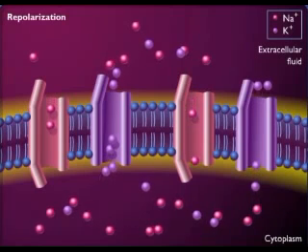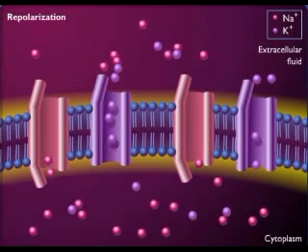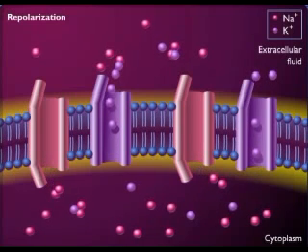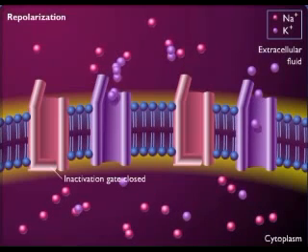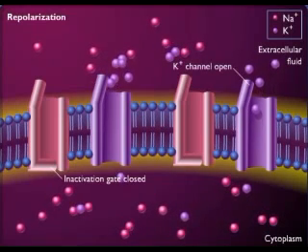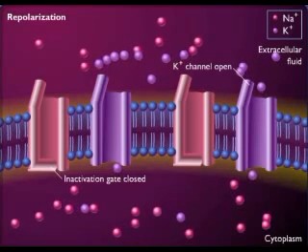As the membrane potential approaches maximum depolarization, the inactivation gates of the voltage-gated sodium ion channels begin to close, and the diffusion of sodium ions decreases. The potassium ion channels remain open, and potassium ions continue to diffuse out of the cell.